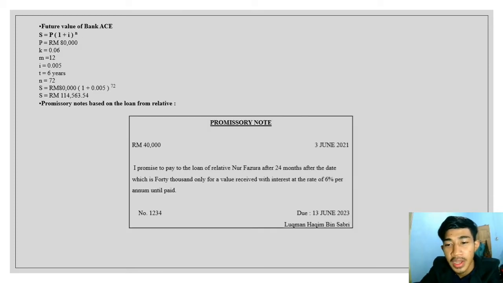So this is how to make a promissory note. As you can see, what we must put into the promissory note are the amount, the date, the maker of the note, the number of the note, and the due date of the note.